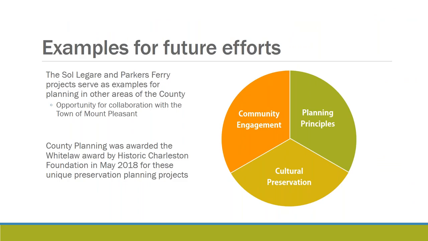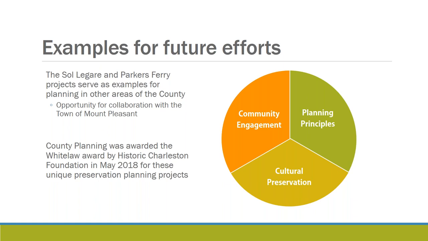And so both the Soligree and Parker's Ferry projects serve as examples of where we were able to get excellent community engagement, apply planning principles and cultural preservation to come out with great projects that preserve communities that are critical to our community. I mean, the history of Charleston County, the settlement areas are critical to that. So these have really served as examples for not just the county, but I think other jurisdictions.